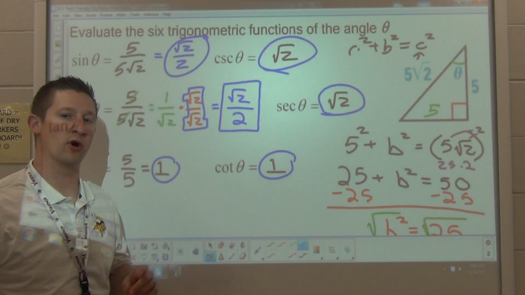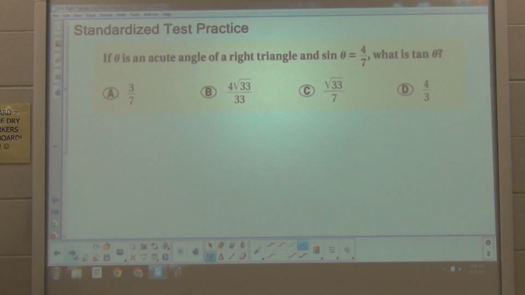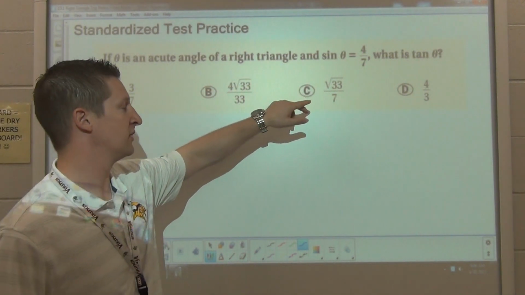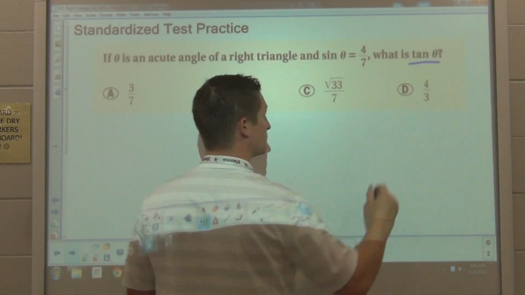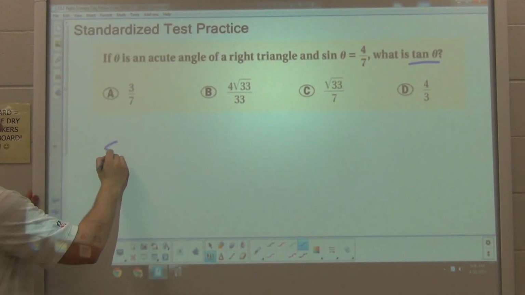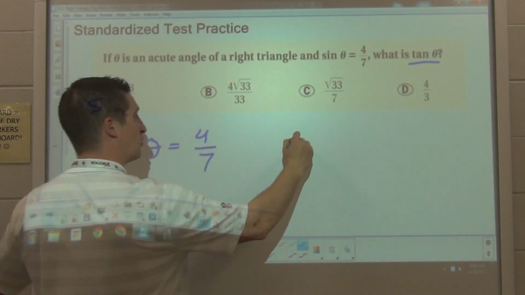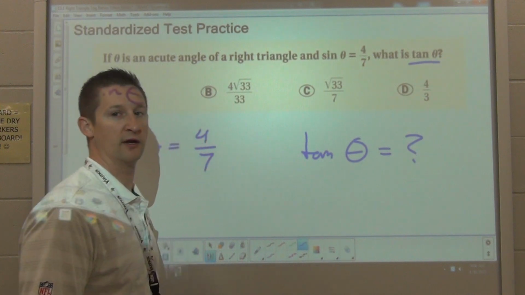Now, we're going to do one more problem relating these right triangles and the values of sine and cosine. It looks something like this. So, if theta is an acute angle of a right triangle, and the sine of theta equals 4/7, what is the tangent of theta? I'm going to write that out a little bit bigger so we can look at it. Sine of theta equals 4/7, and we want to know what's the tangent of theta.